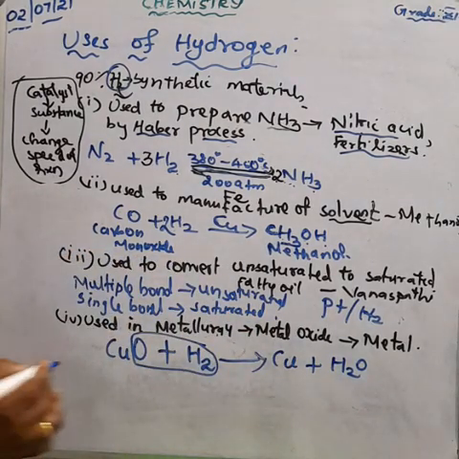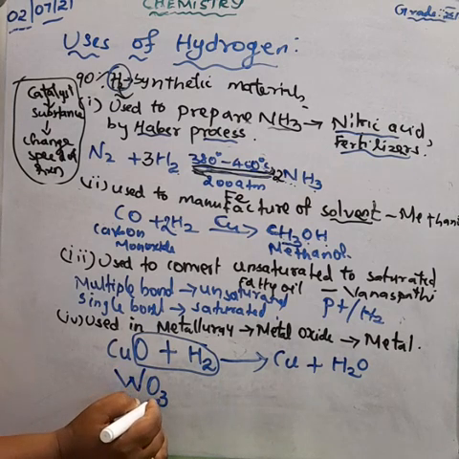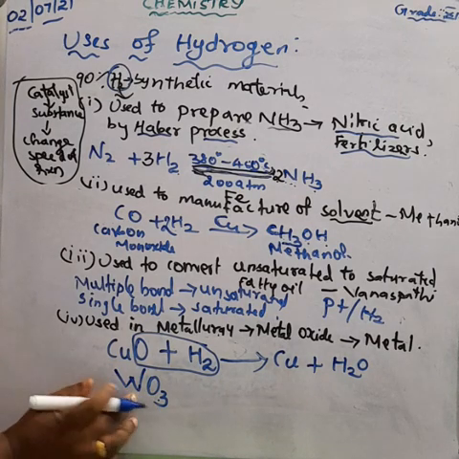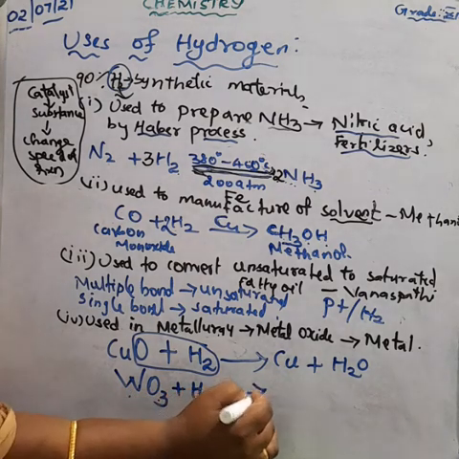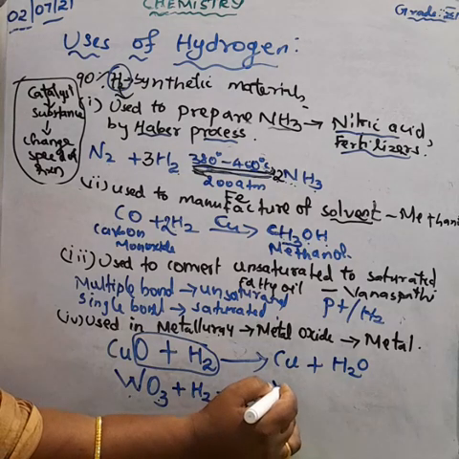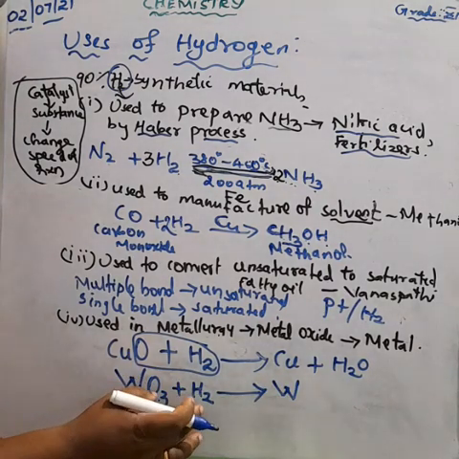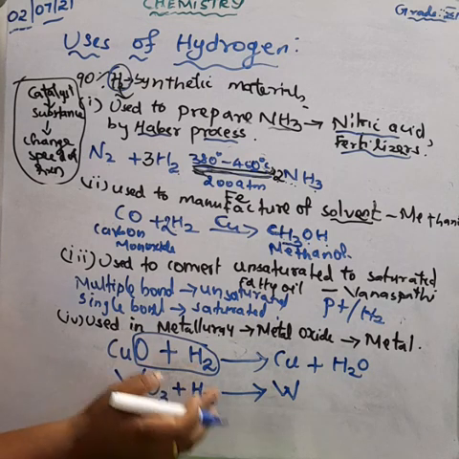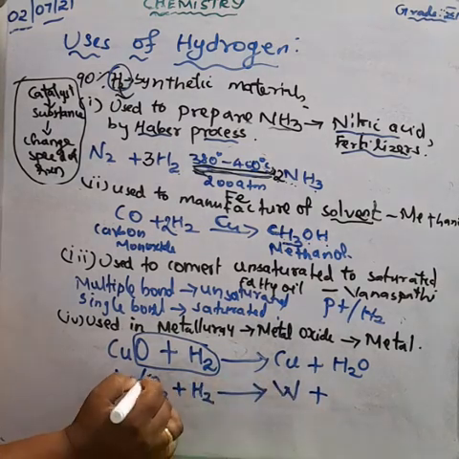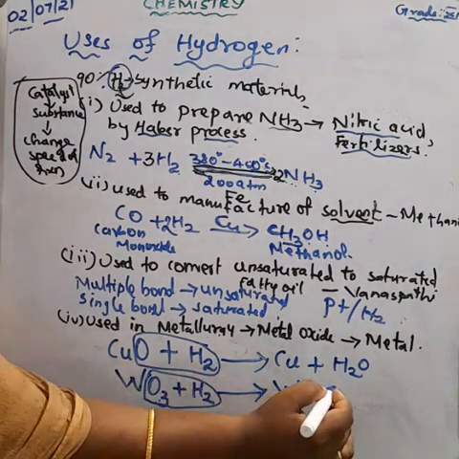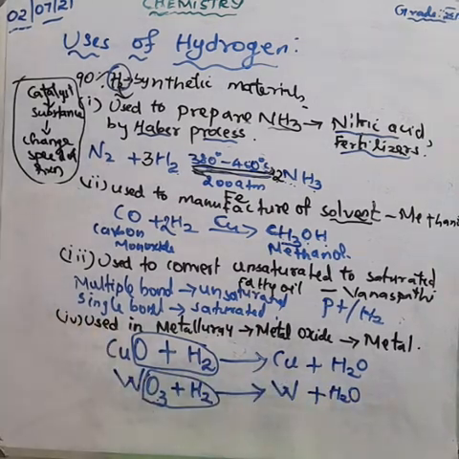Another example, tungsten oxide. What is the symbol for tungsten? W. WO3, tungsten oxide, plus hydrogen. Hydrogen is one of the reducing agents, so we can reduce the metal oxide to metal. Tungsten oxide plus hydrogen, this oxygen combines with the hydrogen to form water. So we can separate the tungsten from the tungsten oxide, plus water.